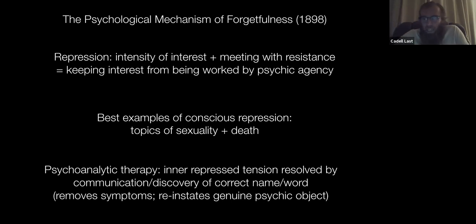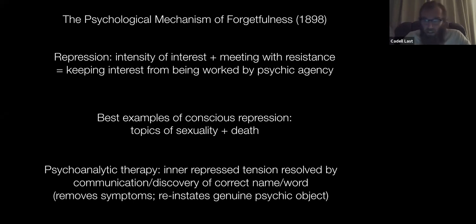Then you have this meeting with resistance, which is the function of the superego. And this double process, the intensity of interest plus the meeting with resistance, the id and the superego, prevents the ego, basically, or what he calls the psychic agency, from being able to identify the word or the name. And in the paper, he actually has a diagram and a model of repression and how it works.